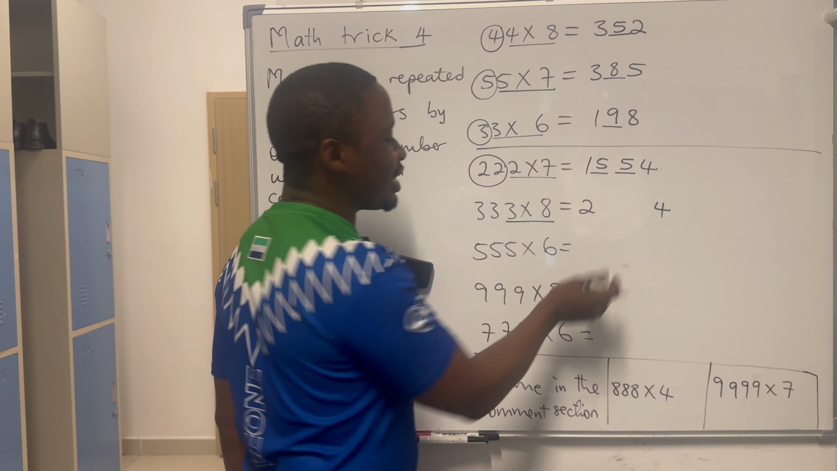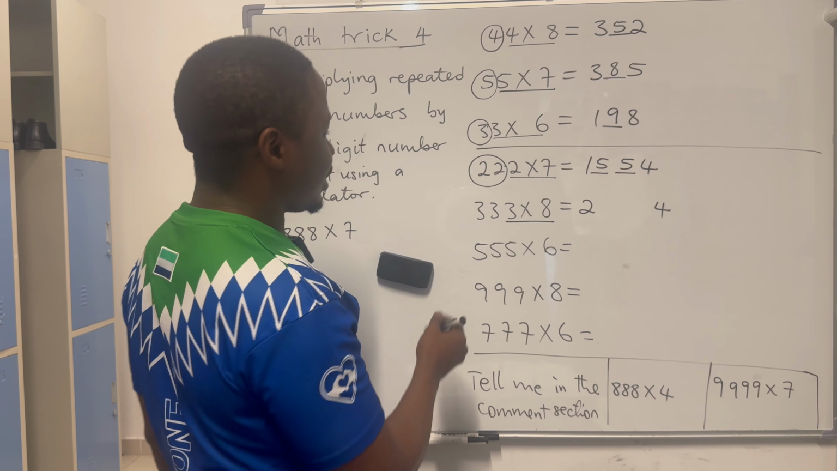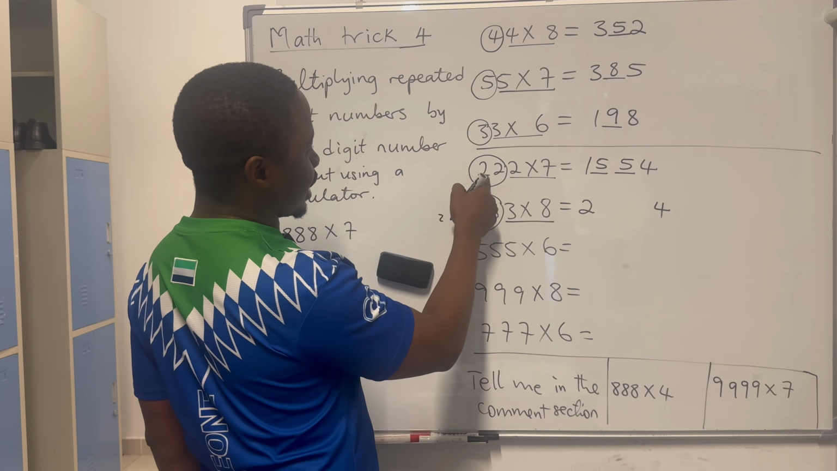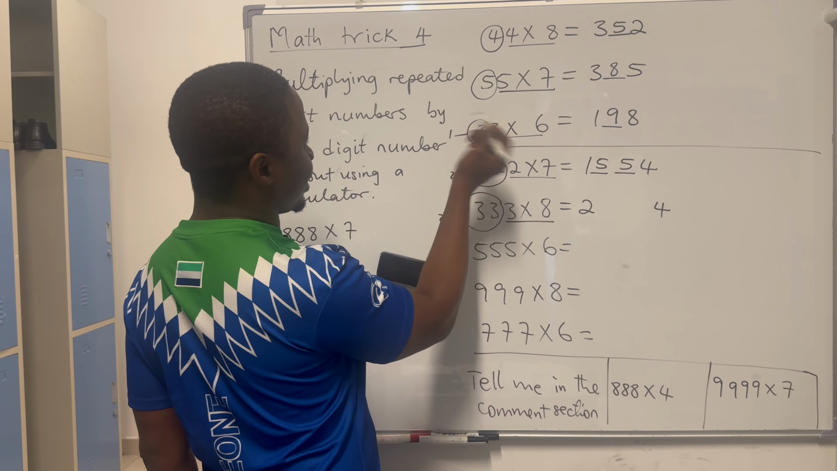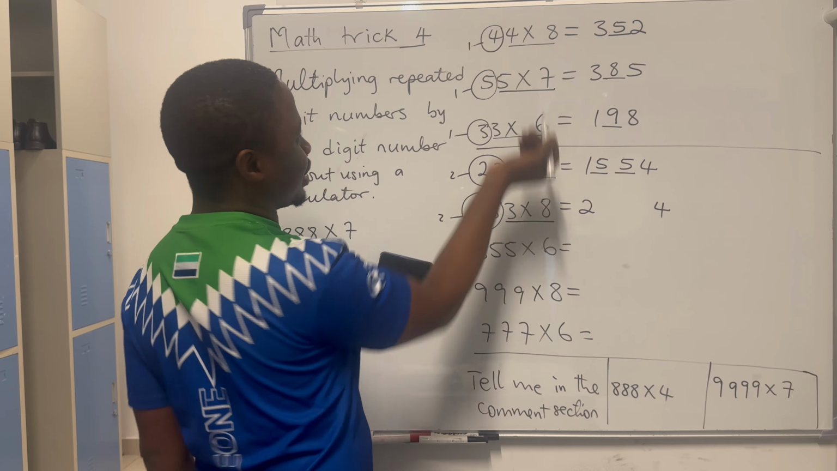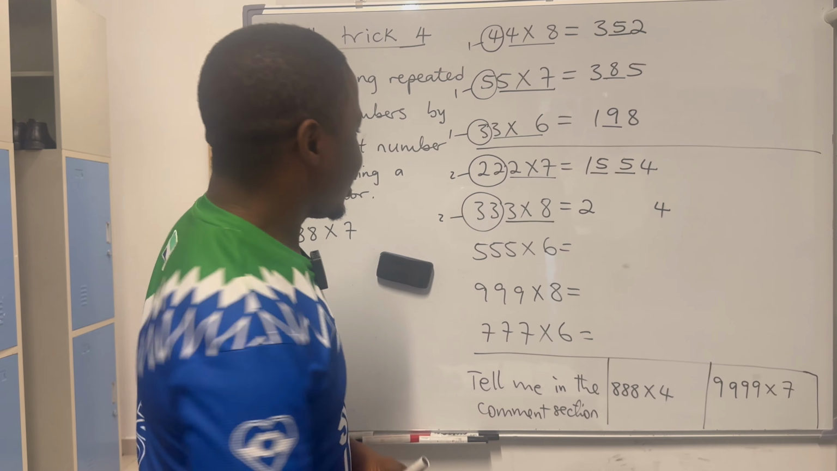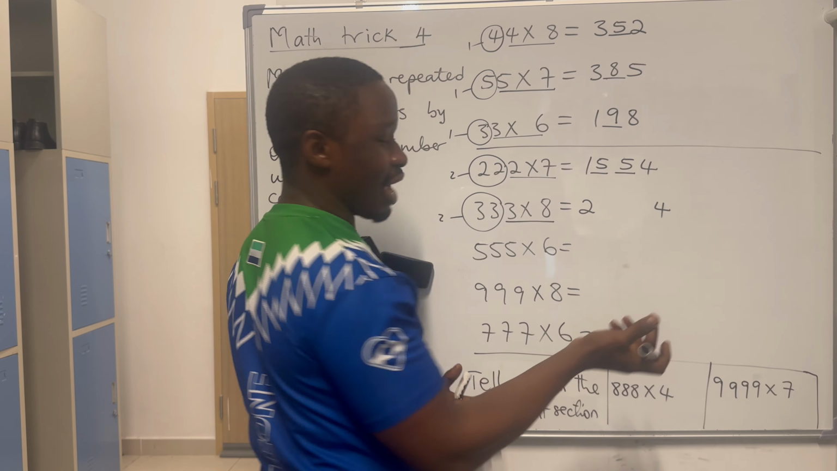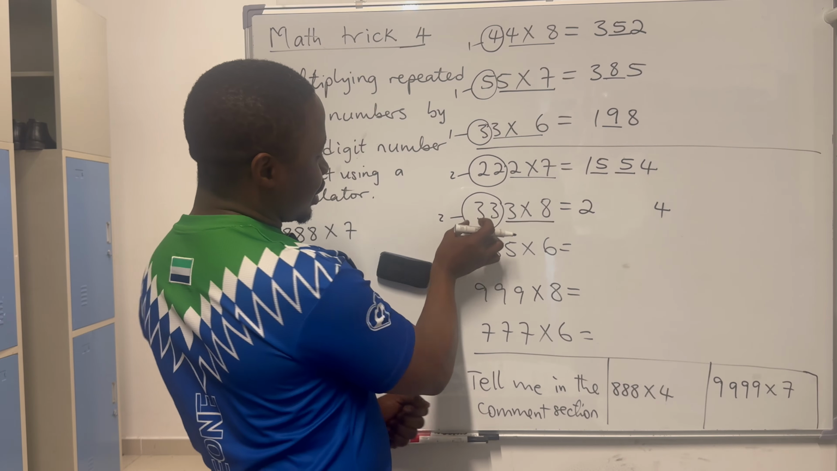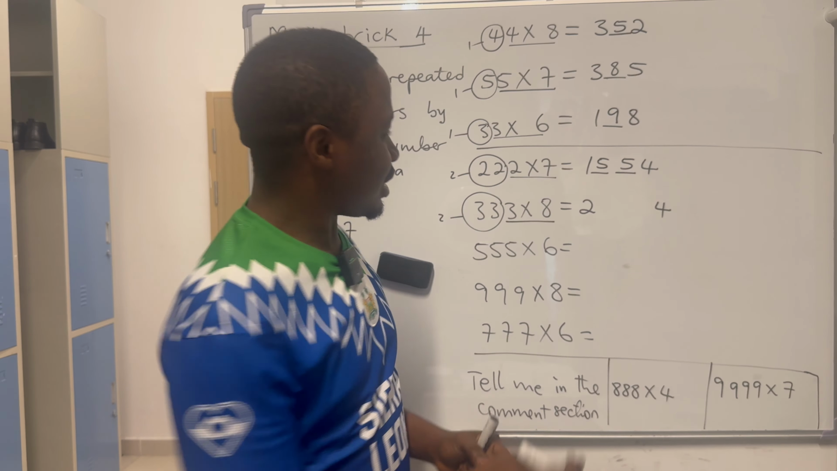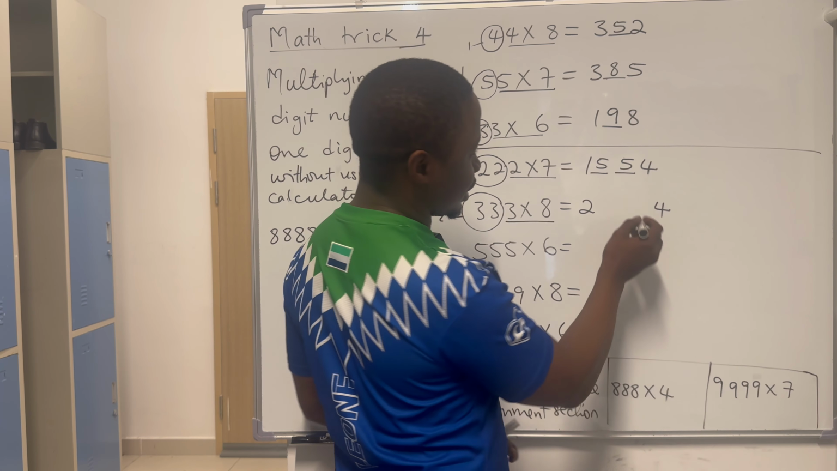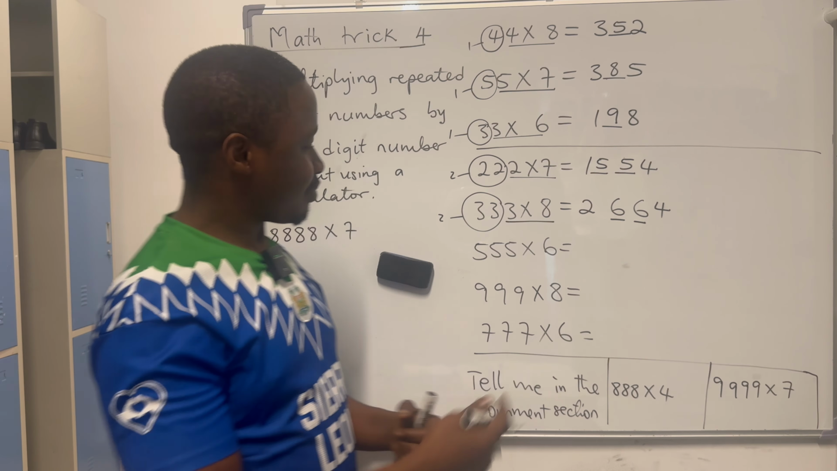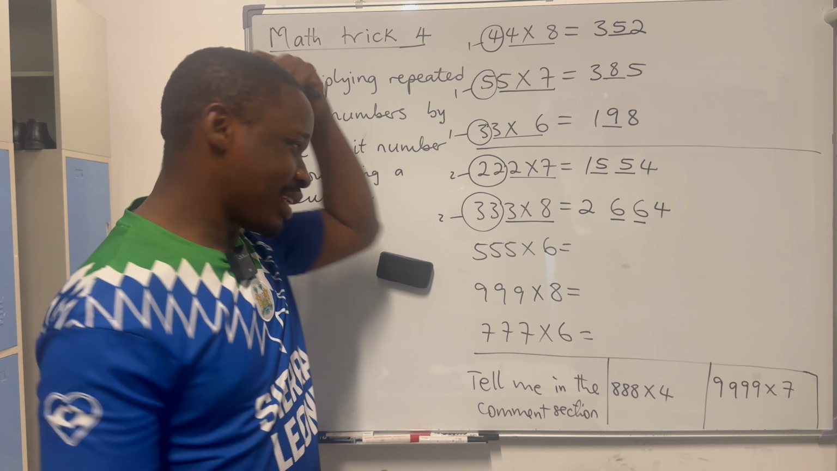How many digits are we inserting between? So 2 digits. Here again, 2 digits. Here is 1 digit. Here is 1 digit. Here is 1 digit. It's easy. So 3 times 8 is 24. How many digits are we inserting between them? 2 digits. So which are the digits? 2 plus 4 is 6. 6, 6. So we see 2 digits.